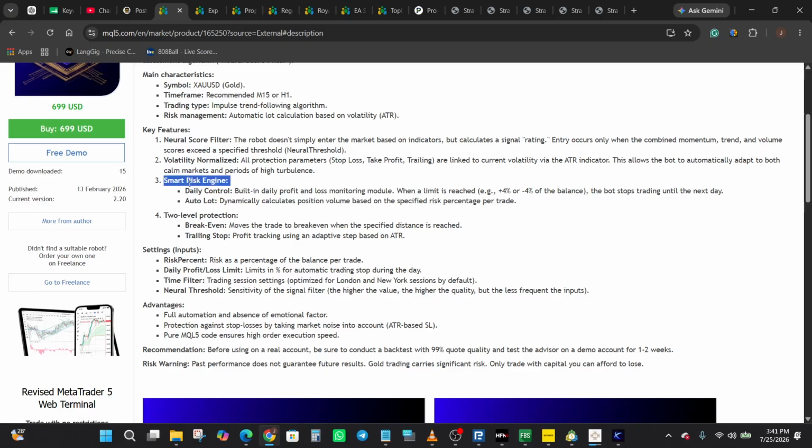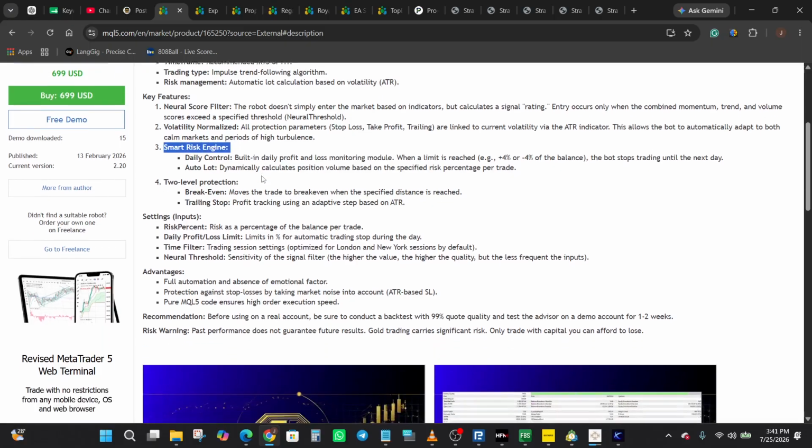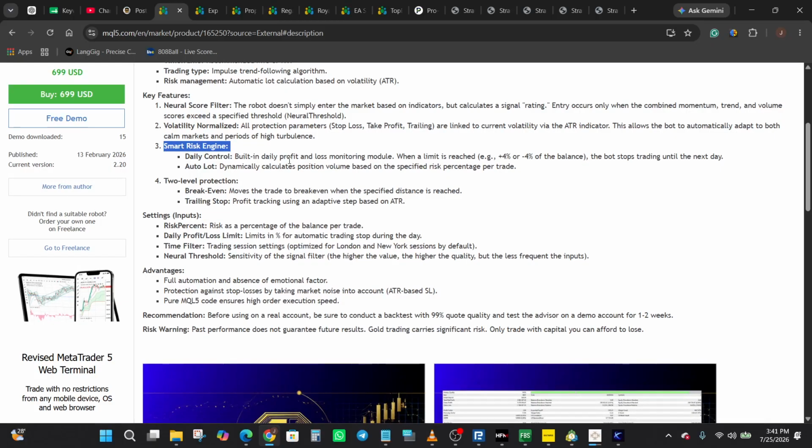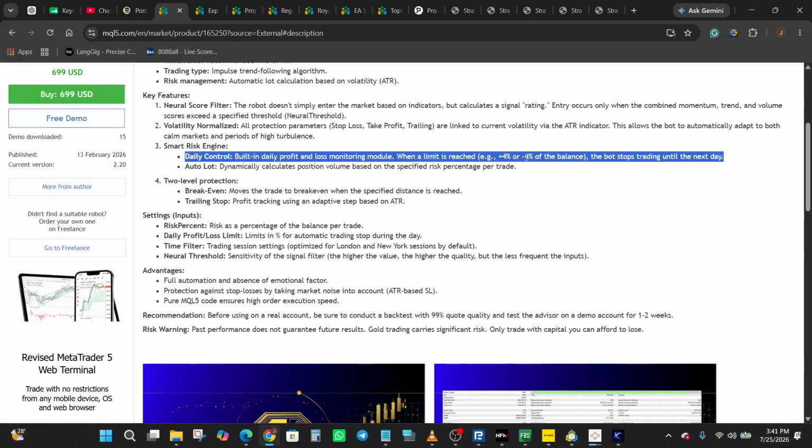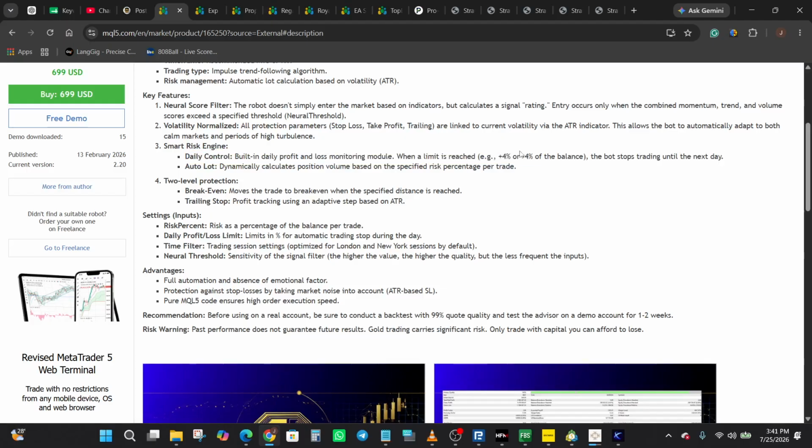Third, we have the Smart Risk Engine. This includes a built-in daily control feature that monitors daily profits and loss, automatically stopping trading for the day if a preset percentage limit such as plus or minus 4% is reached. Now it also features an auto lot function that calculates position size dynamically based on your chosen risk percentage per trade.